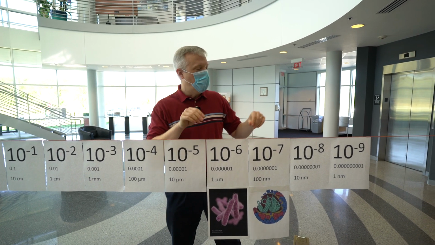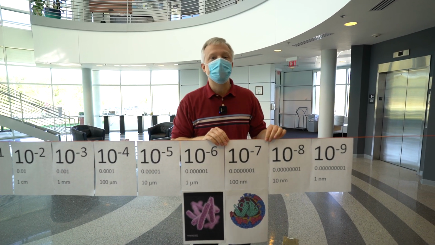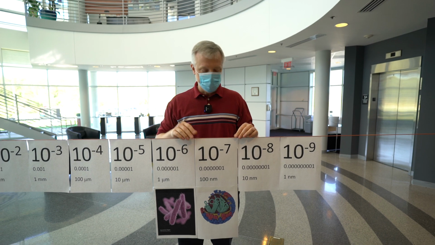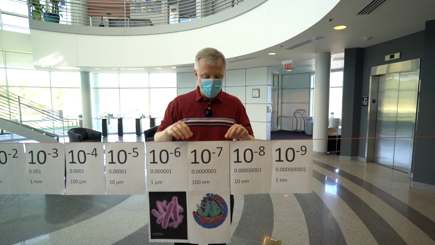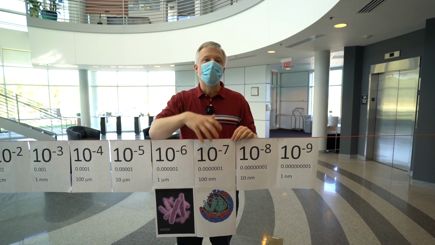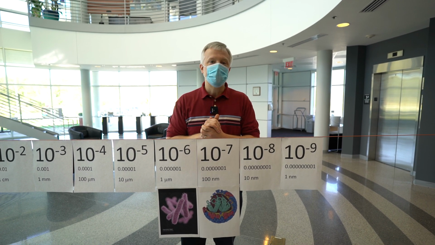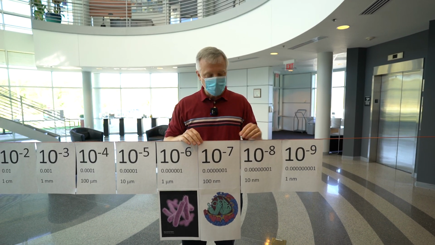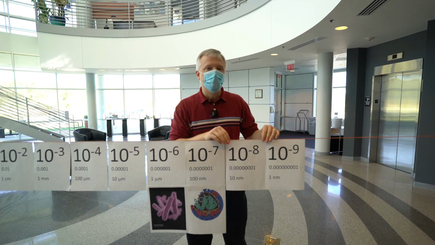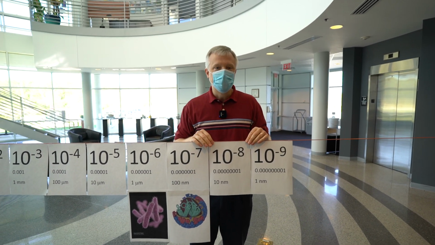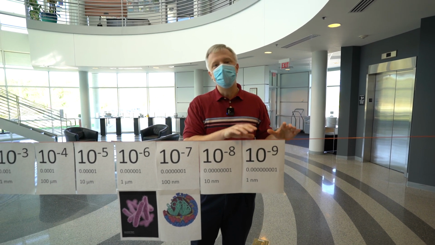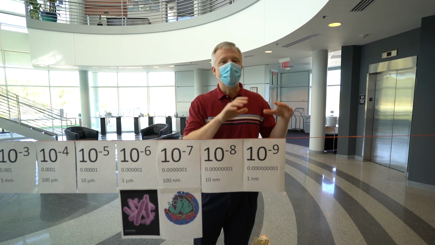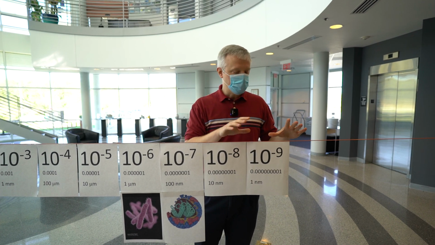Go one more power, and this is where we start to get into the nanometer range. And this is where the technology is going to live. As a comparison, 100 nanometers is roughly the size of some of the viruses that we're talking about nowadays. Go a little bit smaller, 10 to the minus 8, 10 nanometers. And then finally, we're at a single nanometer. And this is the scale of individual atoms, small molecules, things like that.